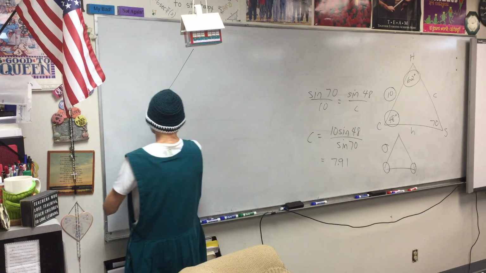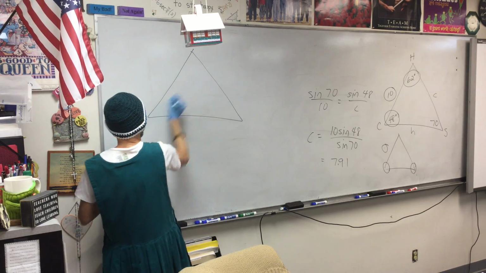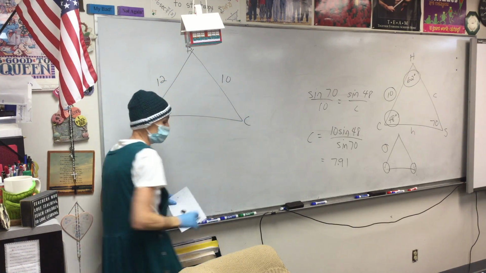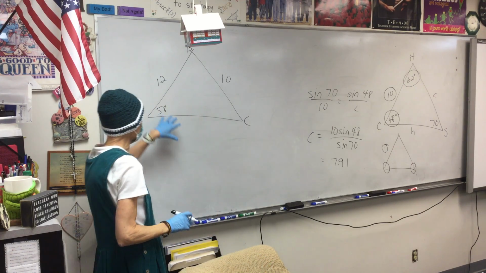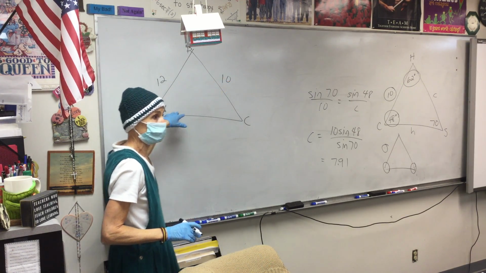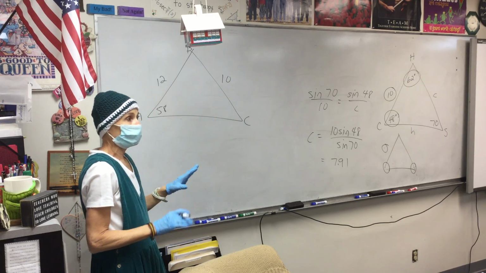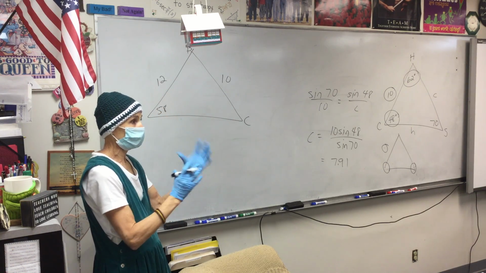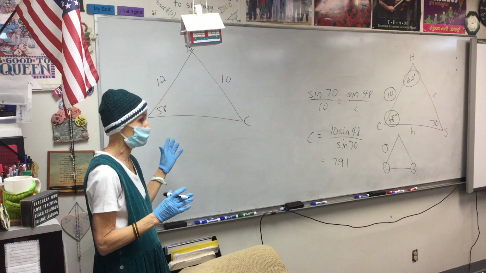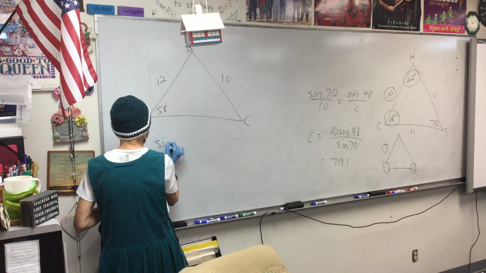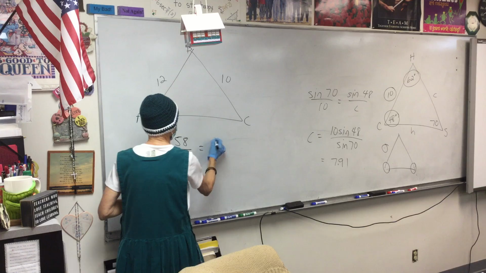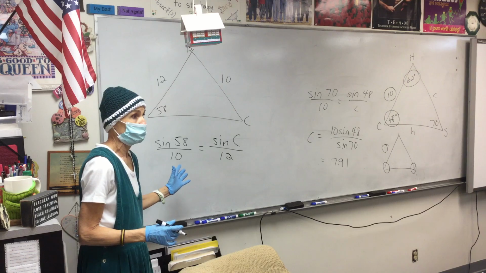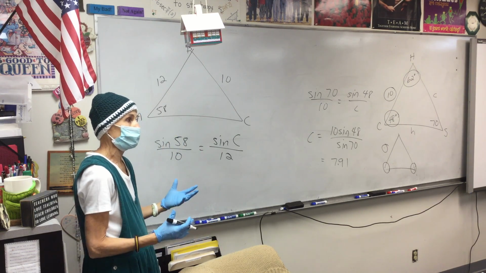So here we go. It's still law of sines. You'll see why. Do you see the angle, side, side? Now, if you're like me, you're going to get caught up in doing all the problems, and you're probably not even going to notice that. You're just going to say sine 58 over 10 equals sine C over 12. Does that make sense to you? That's just what I would do. I would just write that down.